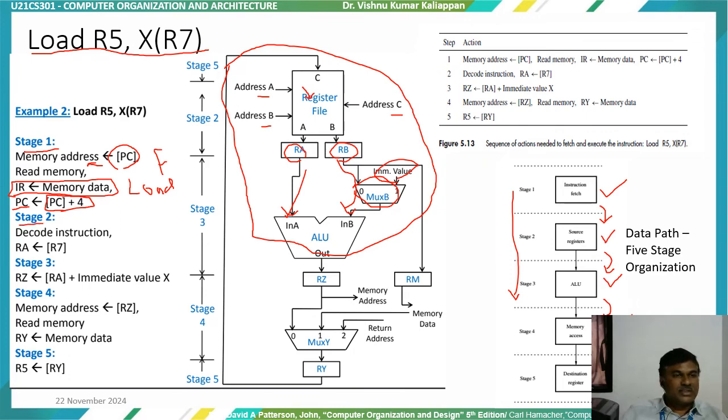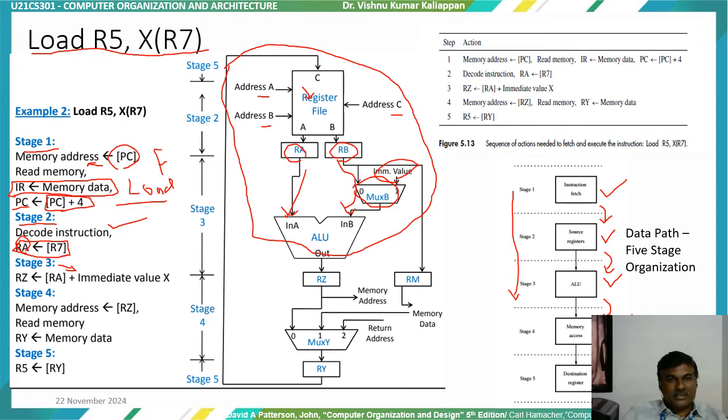What will be the second stage? As per the 5 stages, the second stage will always be the decoding of the instruction. Now what is the decoding process? What is the load function? That is the decoding process. After decoding it, I am trying to move this particular R7 to RA, register A. And moving to RA means what?